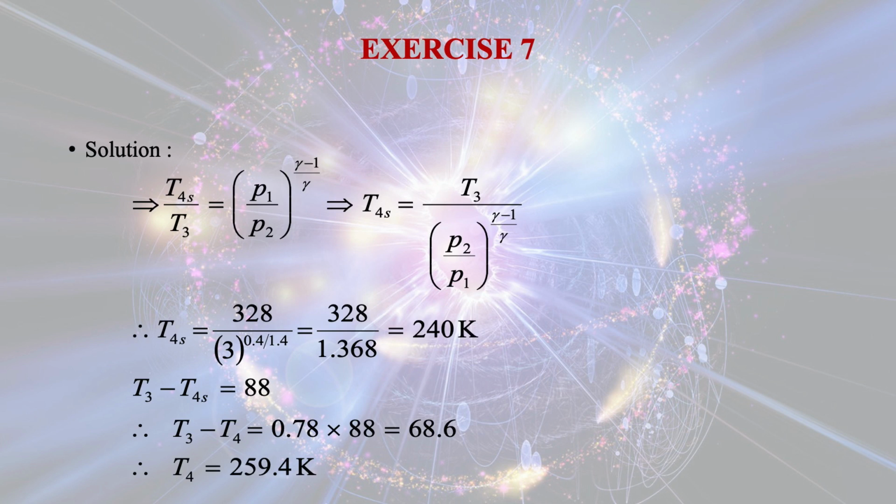Similarly, T4s by T3 is equal to P1 by P2 to the power gamma minus 1 by gamma. So T4s is equal to T3 divided by P2 by P1 to the power gamma minus 1 by gamma. After doing some algebra, you can calculate the value of T4s. Here you can get the value of T4s is equal to 240 K. So T3 minus T4s is equal to 88. So T3 minus T4 is equal to 0.78 multiplied by 88, that comes out to be 68.6. So T4 you will get 259.4 Kelvin.